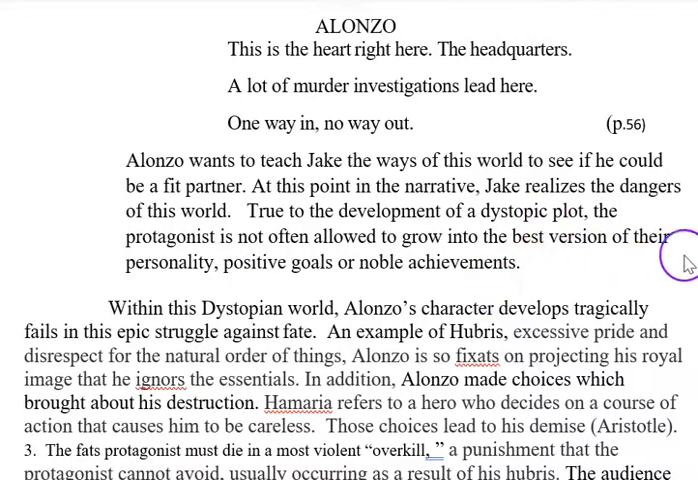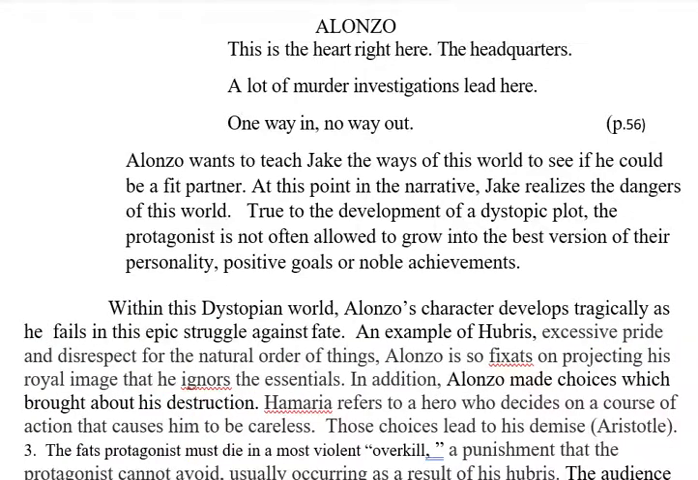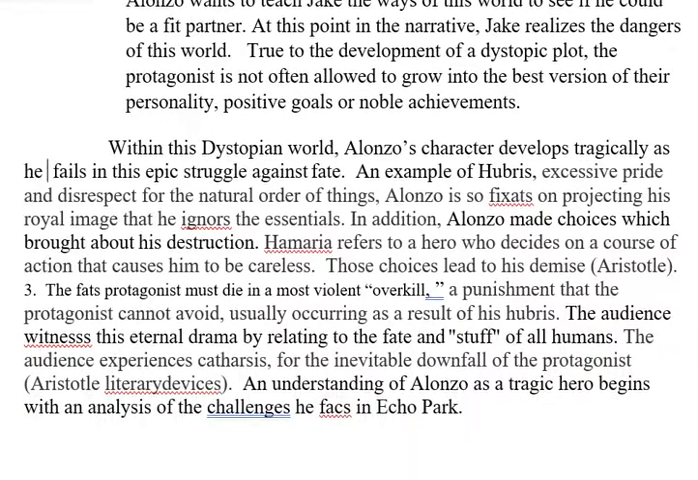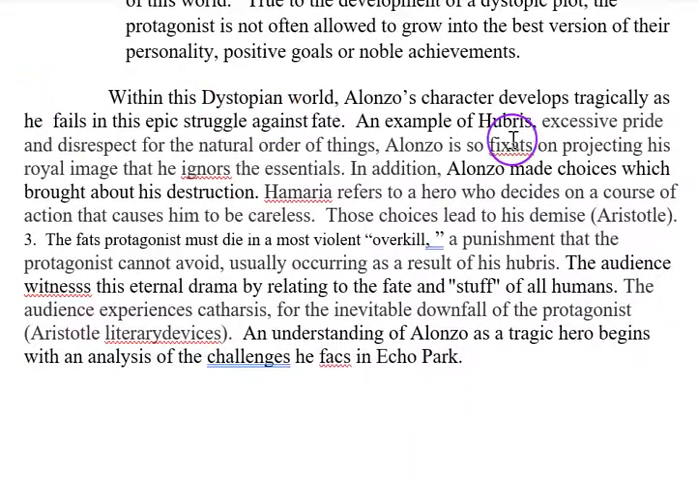Okay, so I fixed up that little transition sentence. And I changed it to a true transition statement. True to the development of a dystopic plot, the protagonist is not often allowed to grow up into the best version of their personality, positive goals, or noble achievements. Within this dystopian world, Alonzo's character develops tragically as he fails in this. So you can see right here is where we're showing the definition of a tragic hero, and this is why Alonzo is a tragic hero.